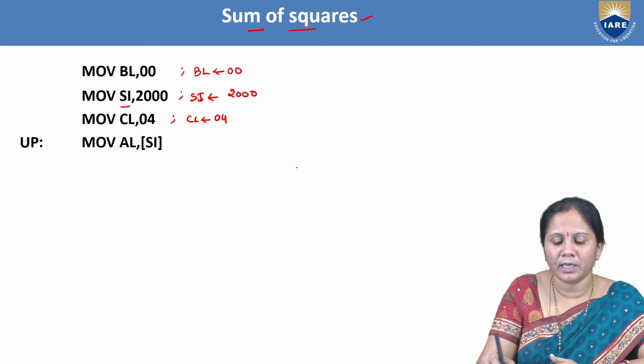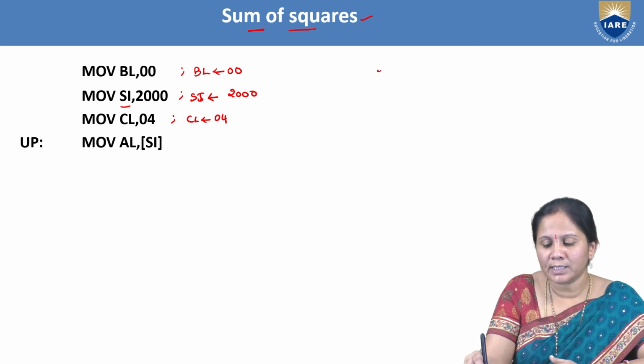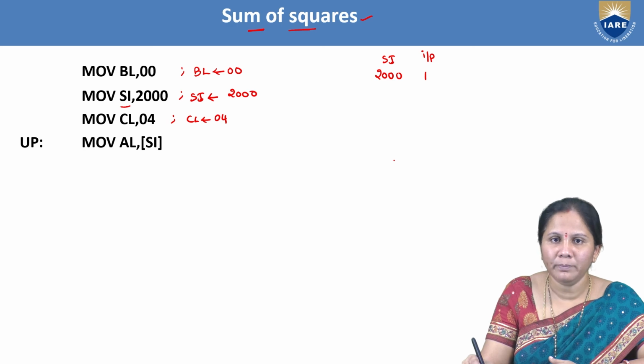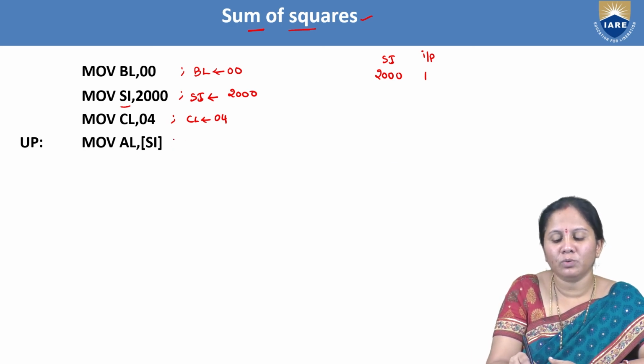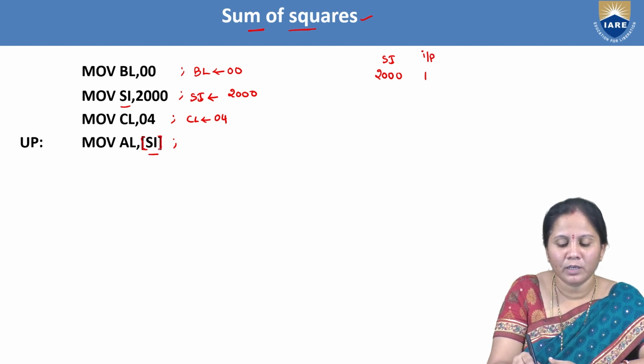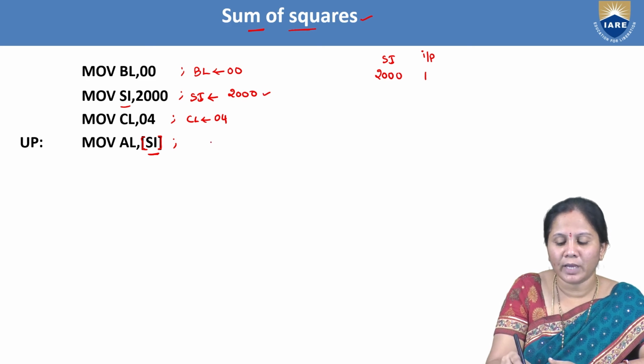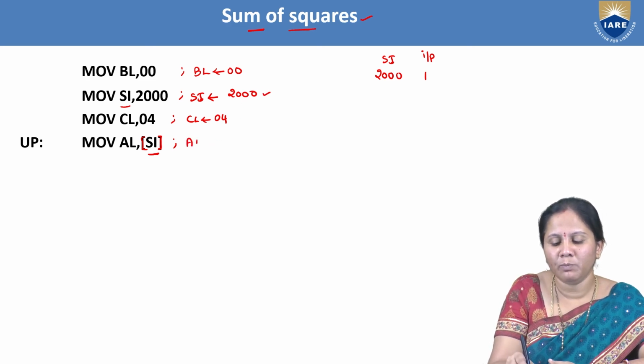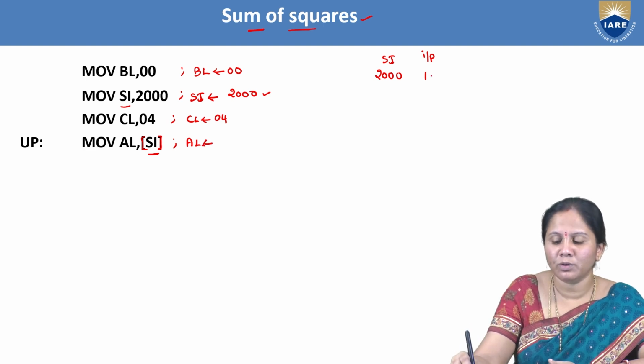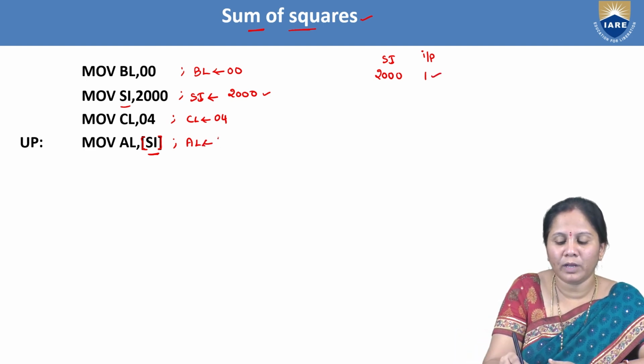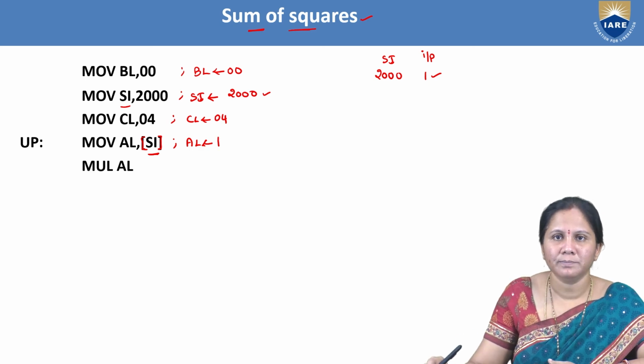And MOV AL, [SI]. So let us consider here SI is 2000 having some inputs. Let us consider there is an input 1. So MOV AL, [SI] means the content present in this SI location. See here brackets are there. So it represents the content present in the 2000 location will be moved into AL, because the SI value is 2000. So what is there in the 2000 location? 1. So that 1 value will be moved into the AL register.